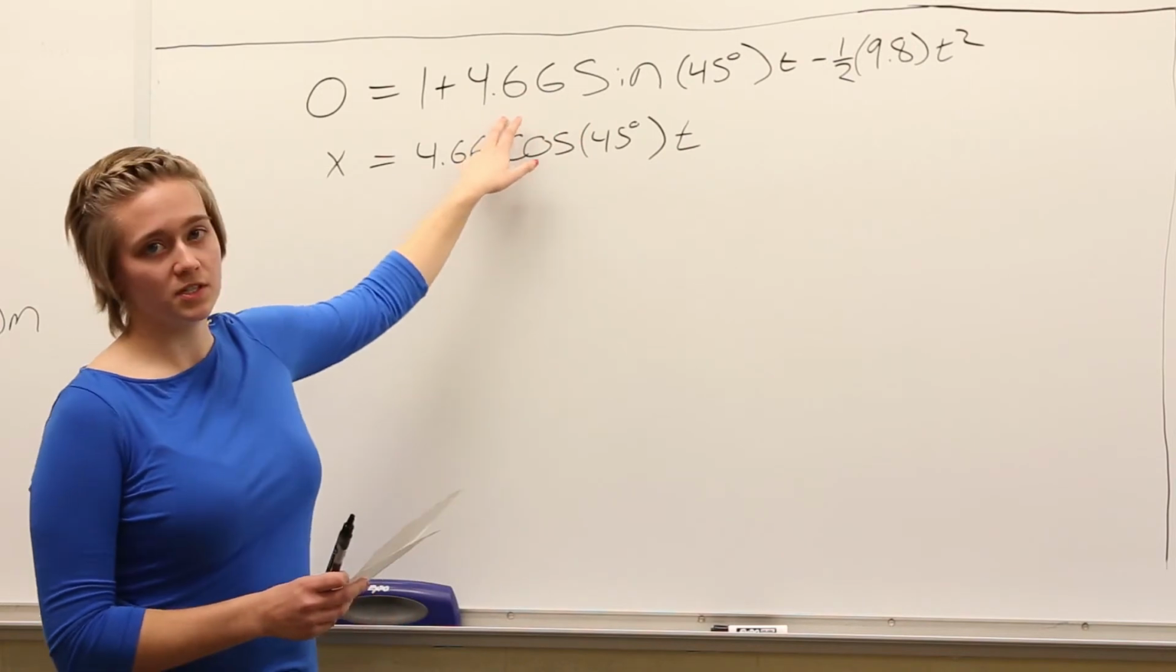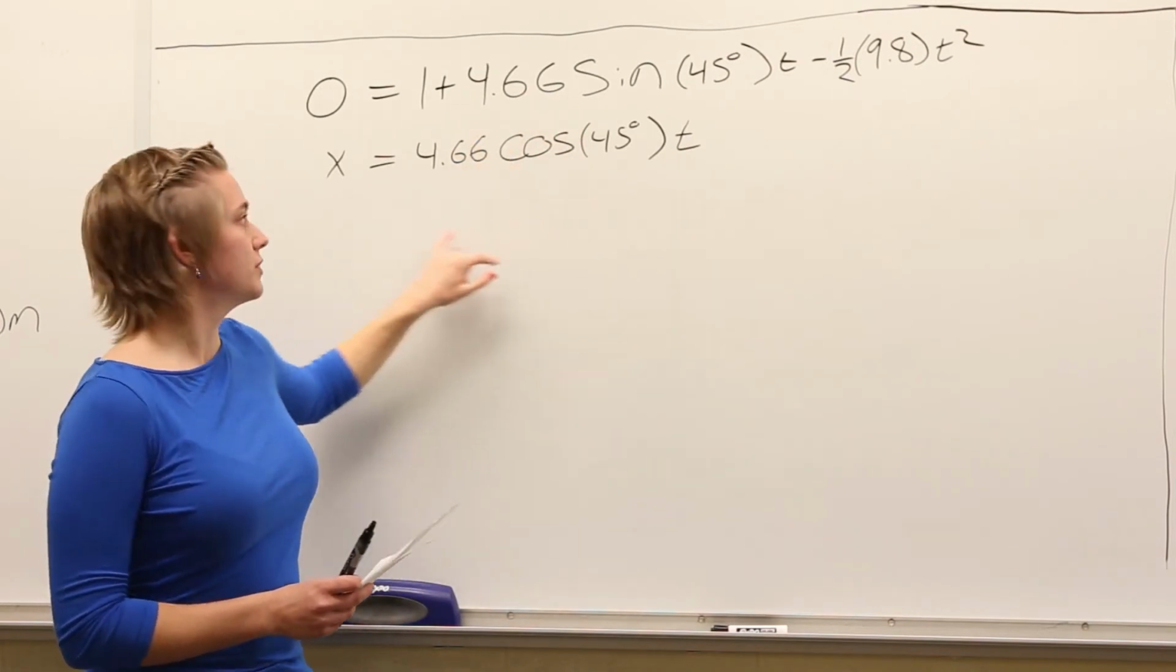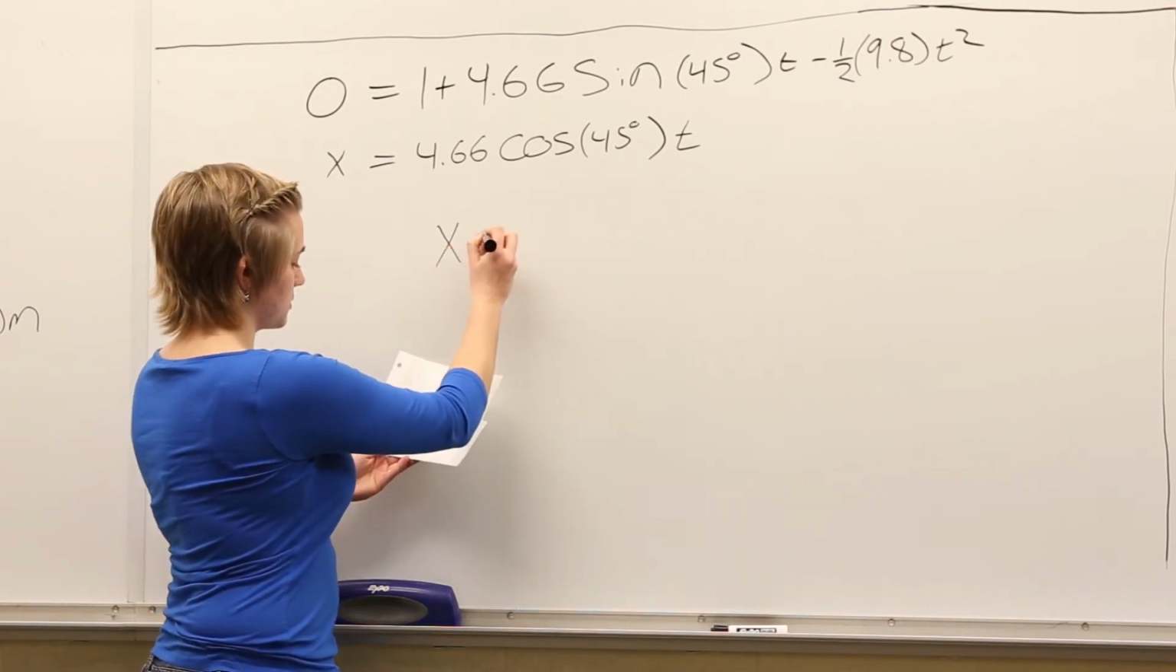We use this first one to solve for time so that we can plug it into the second equation in order to solve for the x distance. And once we work these out, we get x equals 2.96 meters.